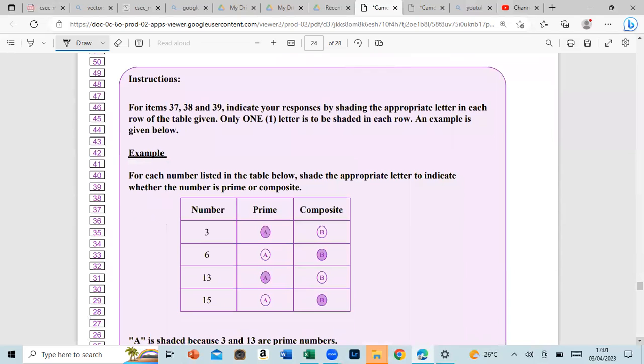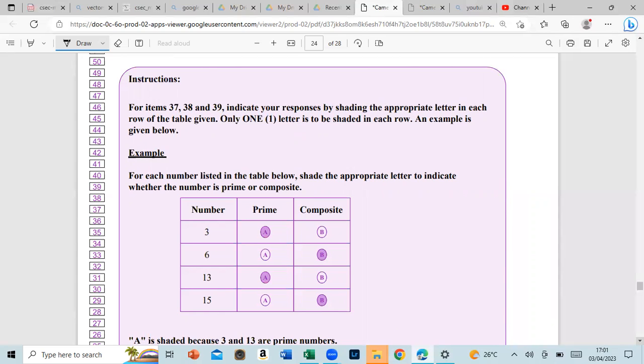All right. It says now for items 37, 38, 39, indicate your response by shading the appropriate letter in each row. And you should know a row runs from left to right. Only one letter can be shaded in each row. Guys, please read the instructions carefully. And next time it could be different instructions. Read it, interpret it correctly.